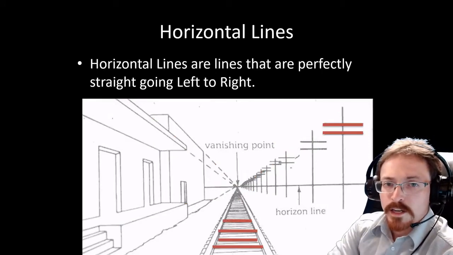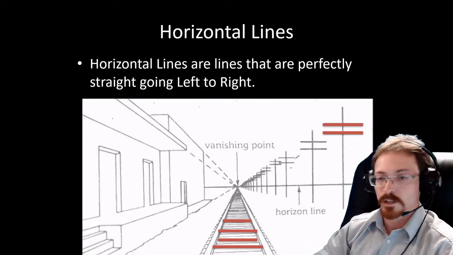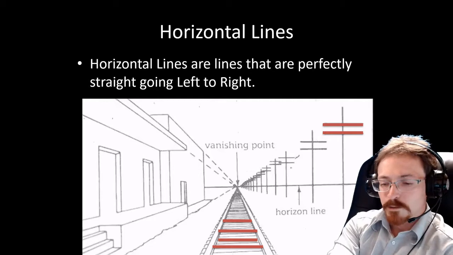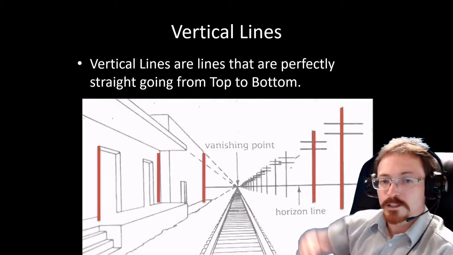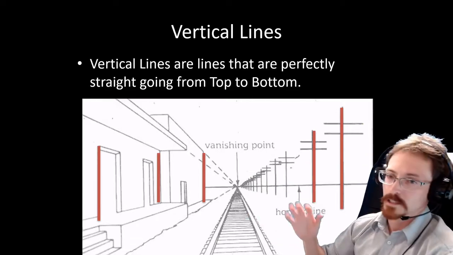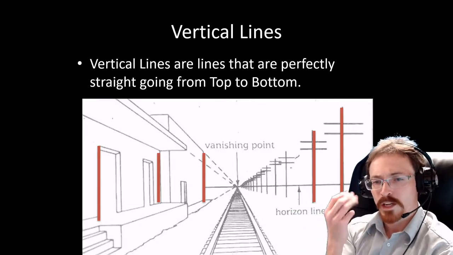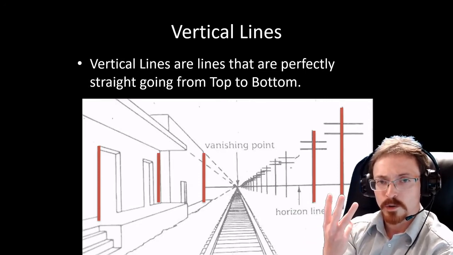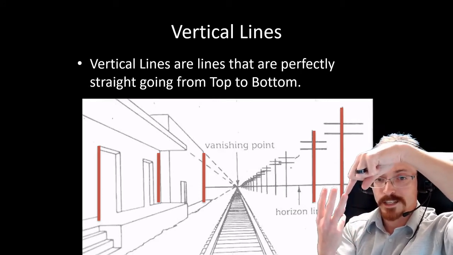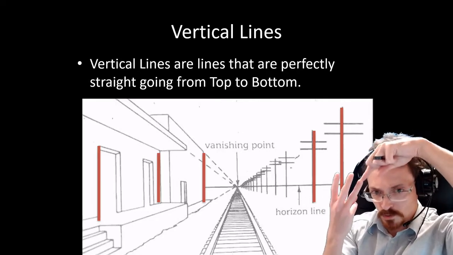Then we want to look at horizontal lines. And horizontal lines just go left to right. That's it. Straight line, left to right. The next thing we want to look at is vertical lines. And vertical lines go up and down. Just a straight line up and down. It doesn't curve. So in a 1-point perspective drawing, there are only 3 types of lines. There's vertical lines, horizontal lines, and then lines that go to the vanishing point. If it is a diagonal line, it has to go to the vanishing point.